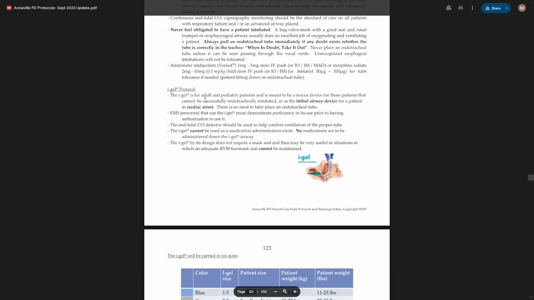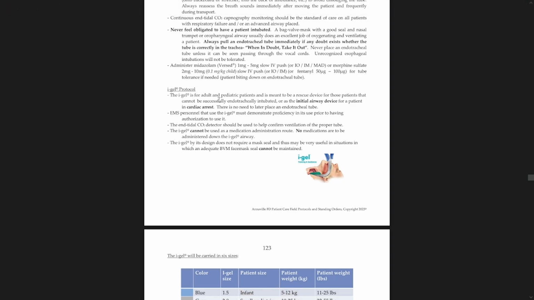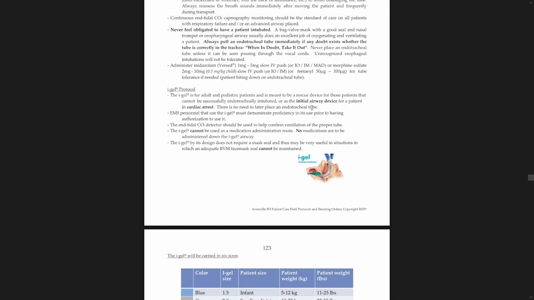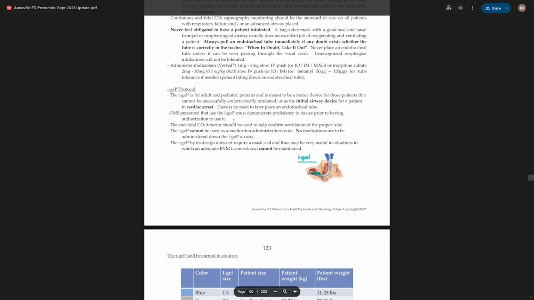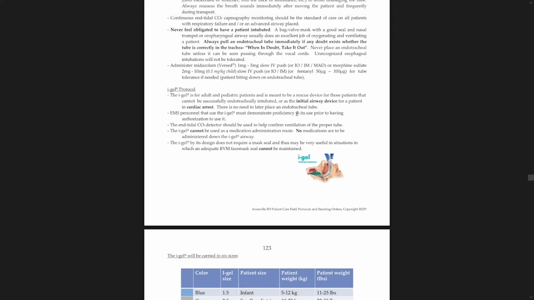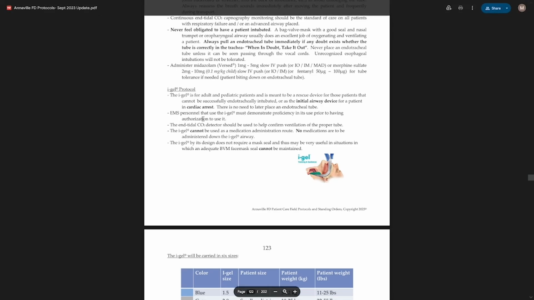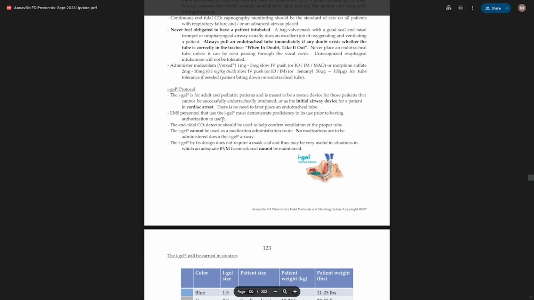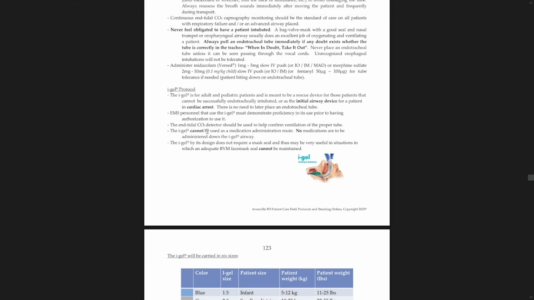For iGel protocols, the iGel is for adult and pediatric patients and is meant to be a rescue airway device for patients that cannot be successfully endotracheally intubated, or as the initial airway device for a patient in cardiac arrest. There is no need to later place an ET tube. EMS personnel that use the iGel must demonstrate proficiency in its use prior to having authorization to use it. The end-tidal CO2 detector should be used to help confirm ventilation through the tube.